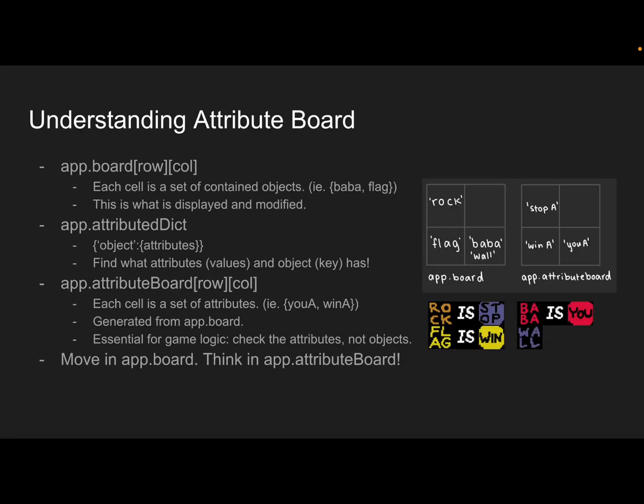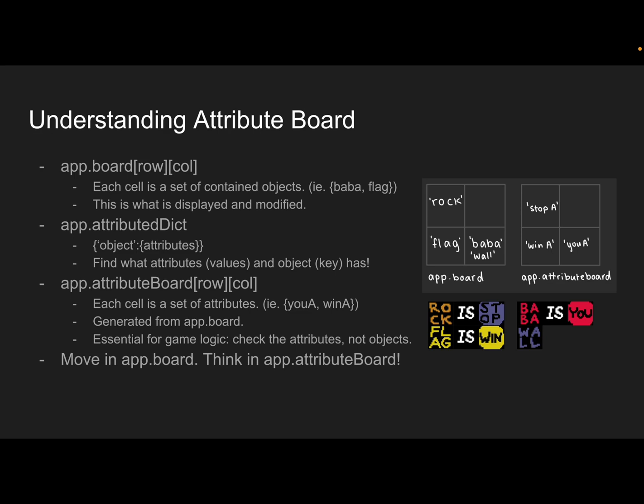Algorithm explained. Understanding attribute board. App.board is what is displayed and modified. Here, each cell is a set of contained objects, i.e. Baba and flag. App.attributeAddict tells us what attributes each object has. It's a dictionary.